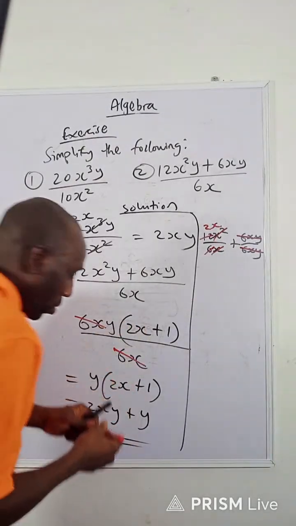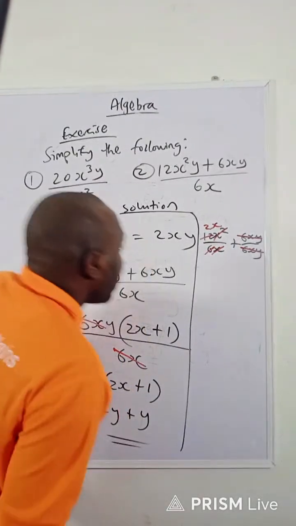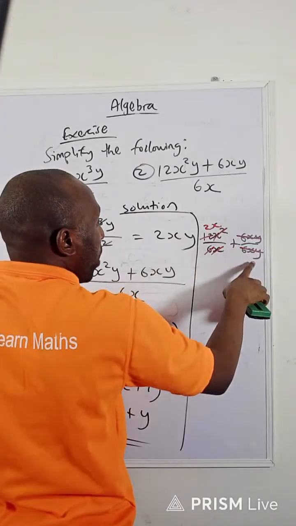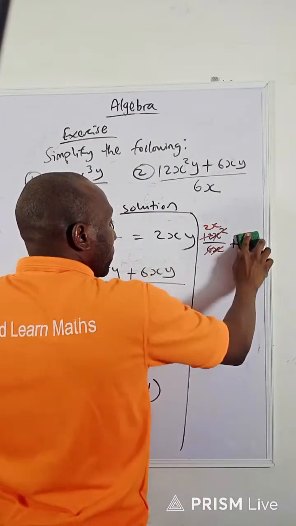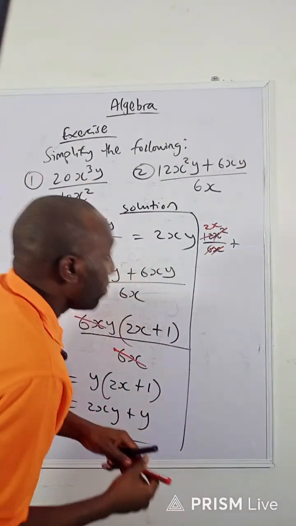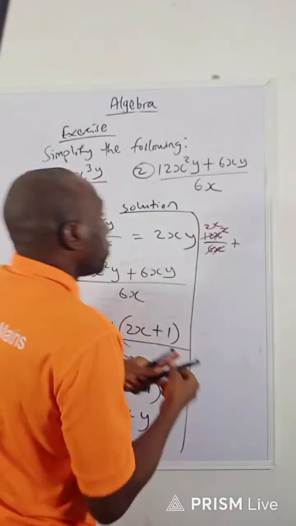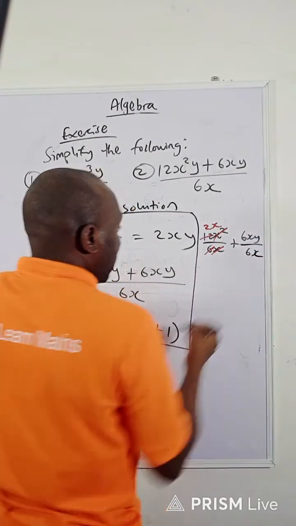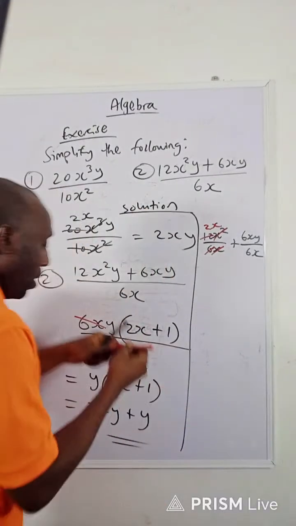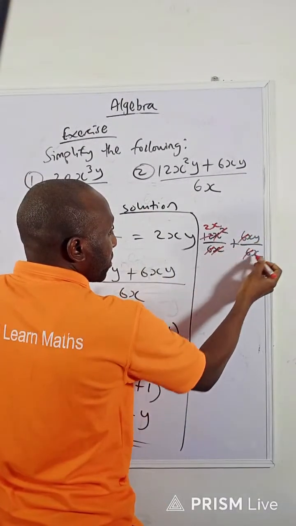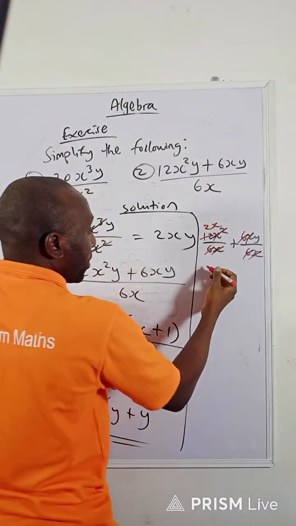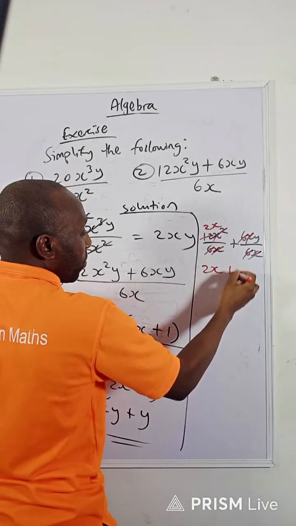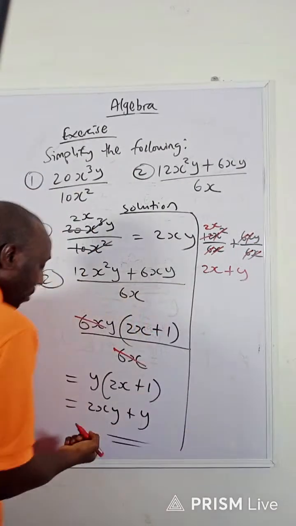Okay, no. Sorry. I made a mistake here. There's no y here. Why did I not put y here? It's meant to be, I'm supposed to write 6xy over 6x. Good. So watch this now. 6 cancels 6, x cancels x. You have y left. So that's 2x plus y. Same as what we have here.